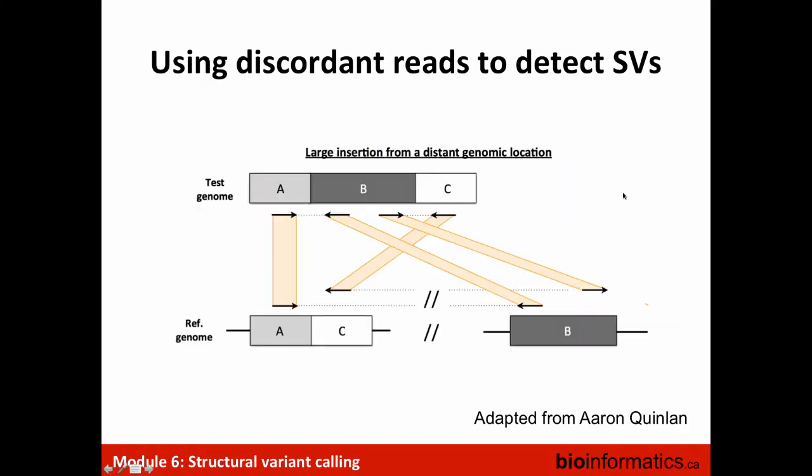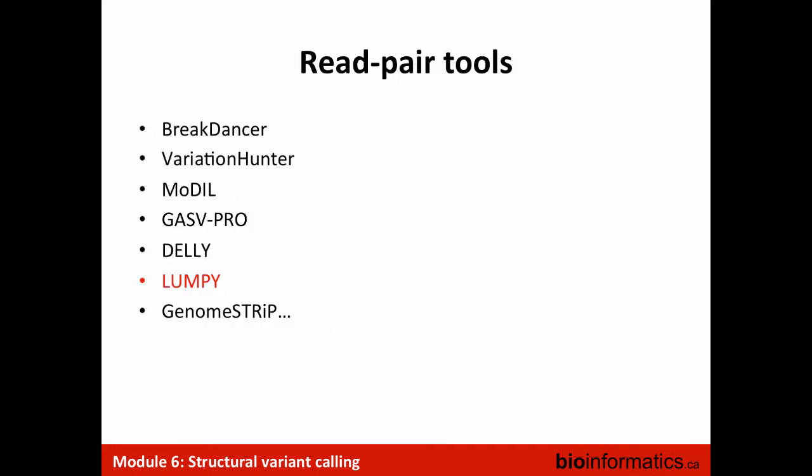So all of these, again, are what we call discordant reads, and this is sort of a distant inversion. The idea, just like we did with small variants, is that you want to aggregate information from multiple reads that are supporting one of these events. There are a number of tools that do this in different ways.